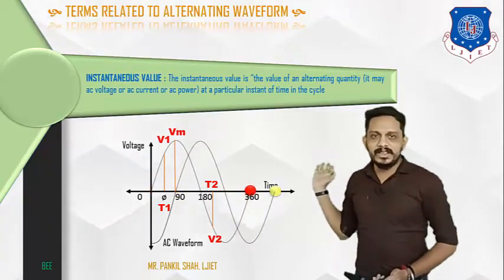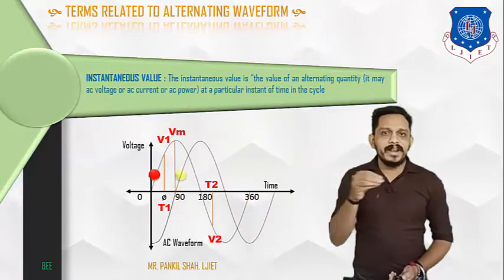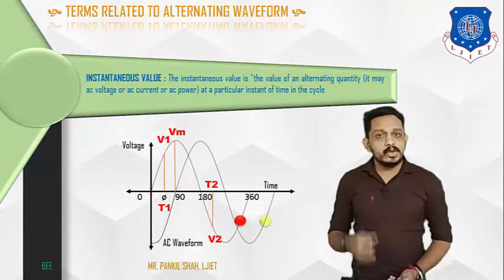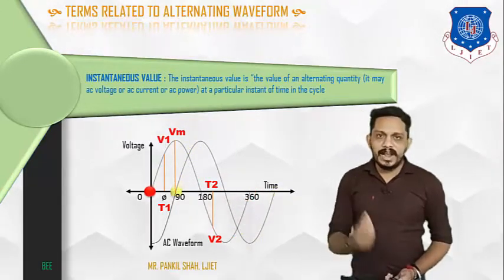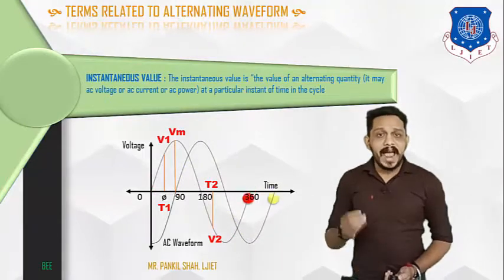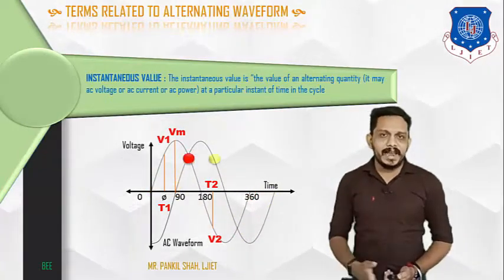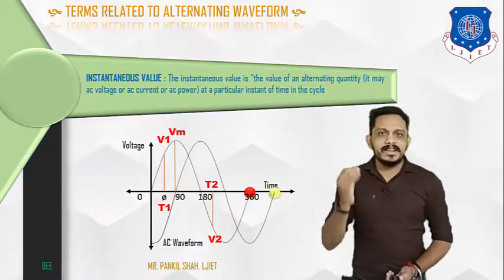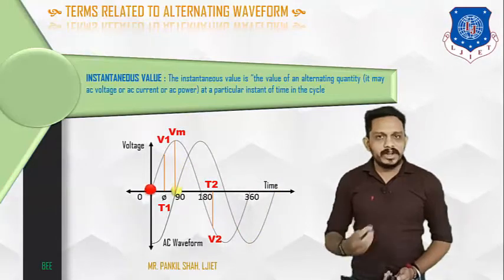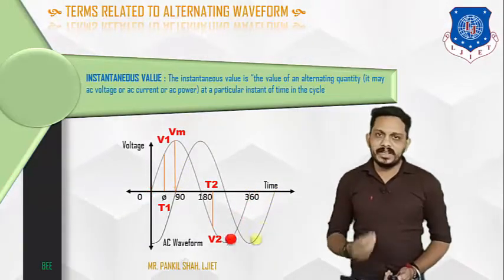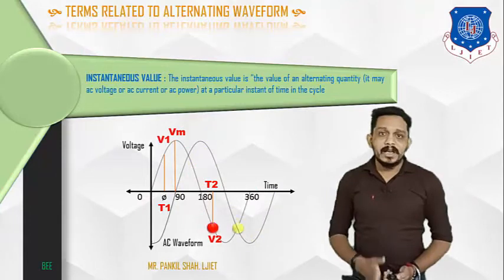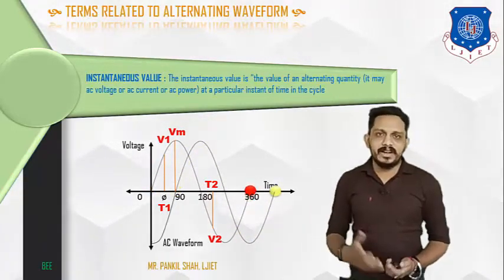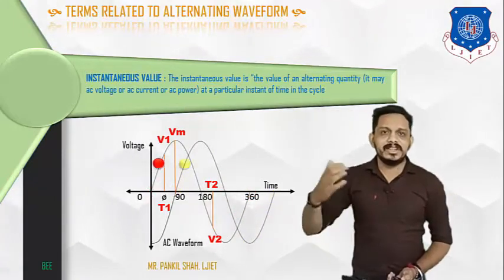You can see in this waveform, there are so many instants of time available in this one complete cycle. If one wants to find the value of generated EMF or a current at any instant, at any angle, at any time, at any moment, what is the EMF at 17 degrees, for example? What is the EMF at 90 degrees? What is the EMF at 180 degrees? So the instantaneous value is defined as the value of an alternating quantity at any instant of time.